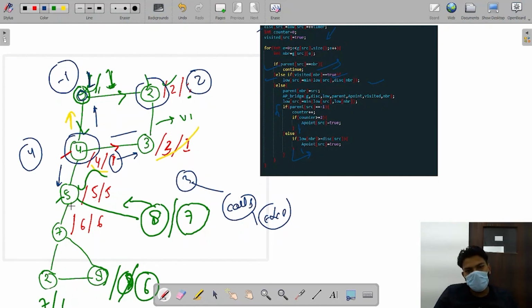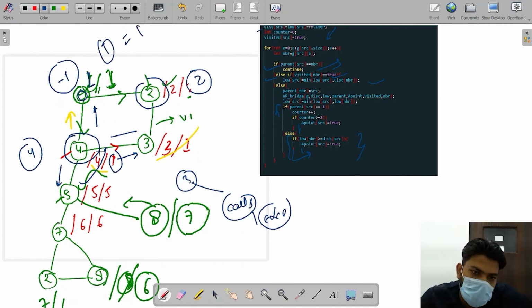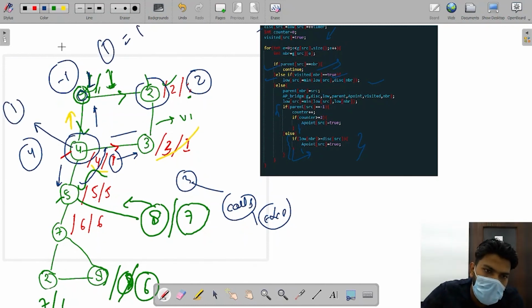Then we call its neighbor 5. When we backtrack at the stage of 4, we update our low value, and after that we check our articulation point. At the backtrack condition we find that our low is greater than or equal to the discovery value. Yes, the neighbor 1 value is equal to 1, because the low value of this is 1 and this neighbor is 1 also. So this is not an articulation point.